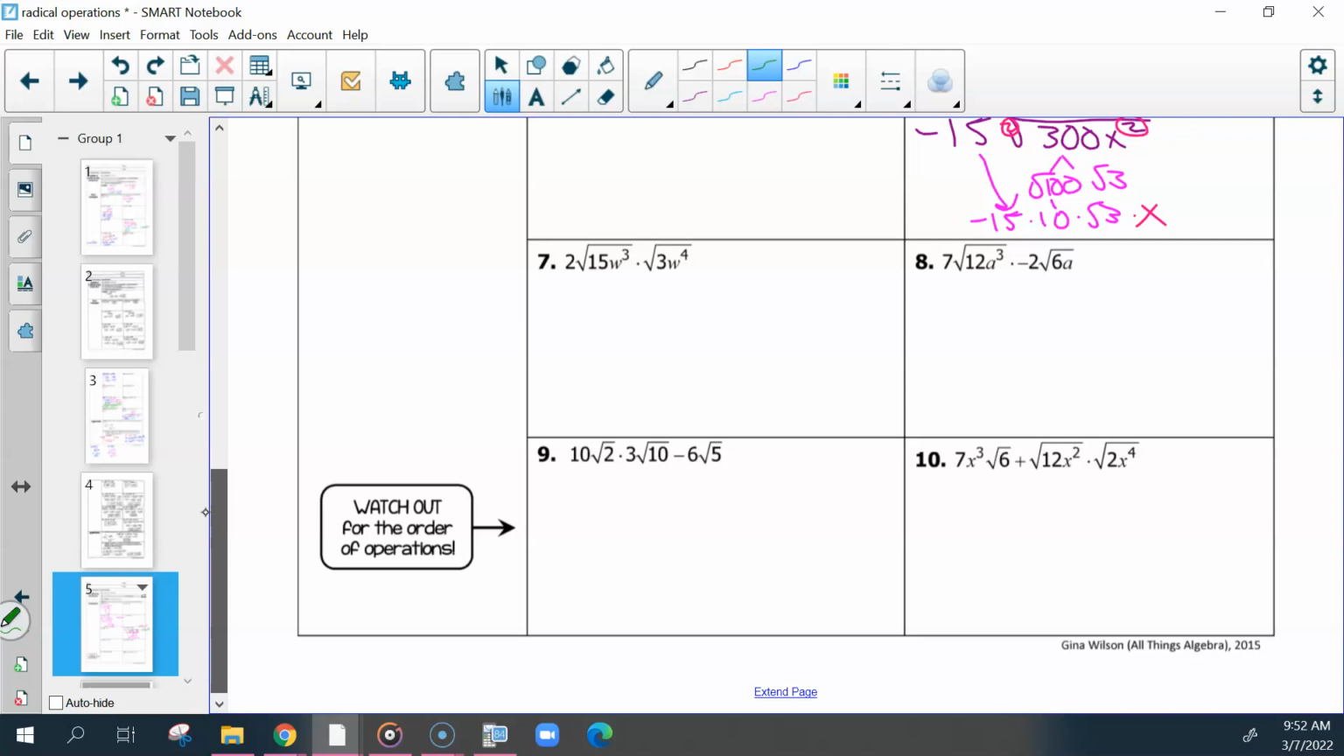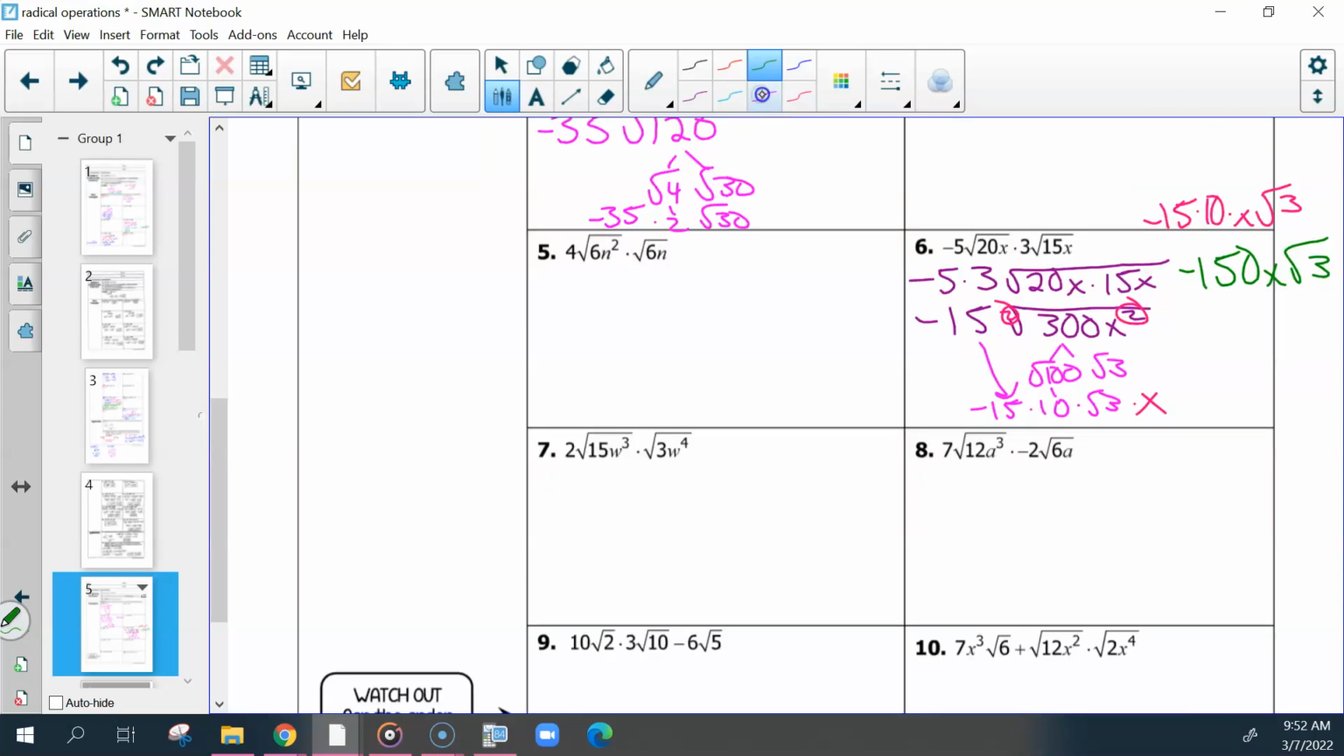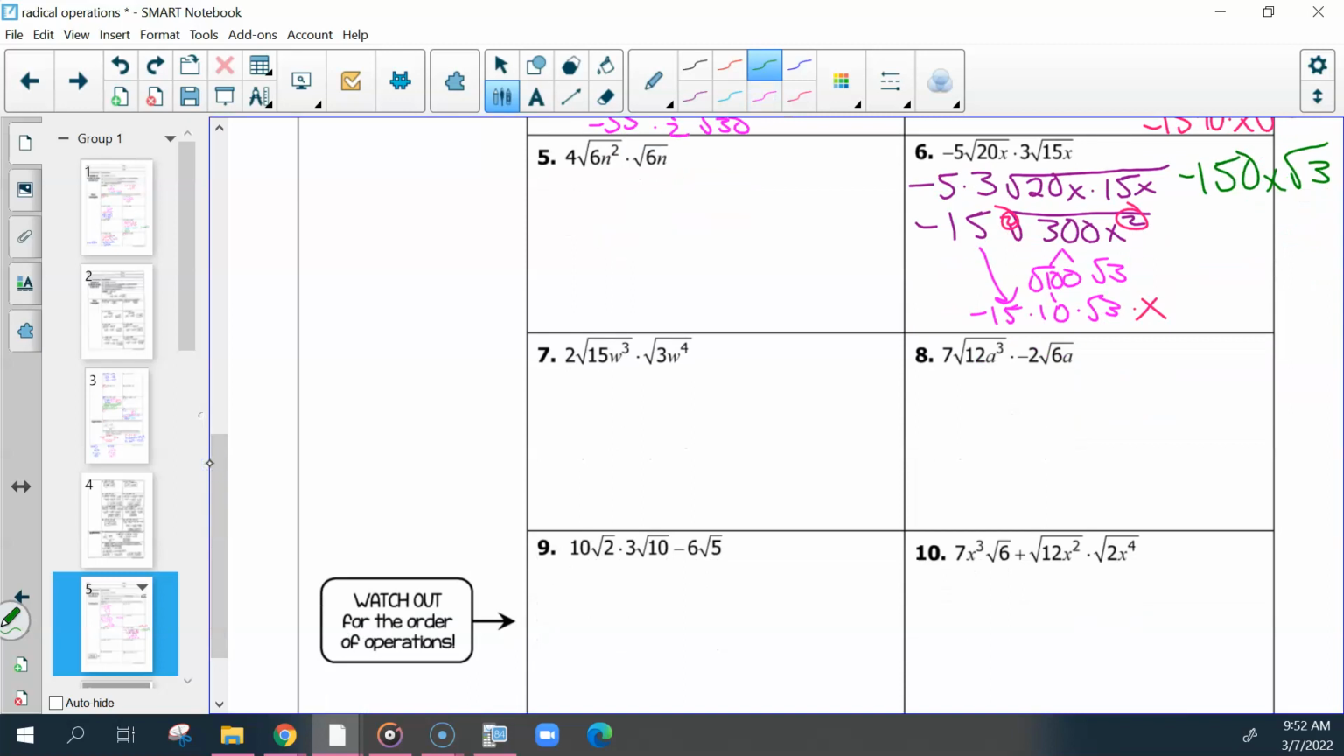Really quickly, we'll do 7 and then we'll do 10 and then we'll be done for today. For 7, outside, that's just going to be 2. On the inside, we're multiplying 15 w to the third and 3 w to the fourth. 15 times 3 would give you 45. How many w's do you think you have? 7.